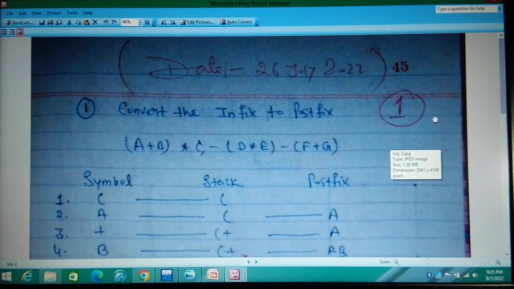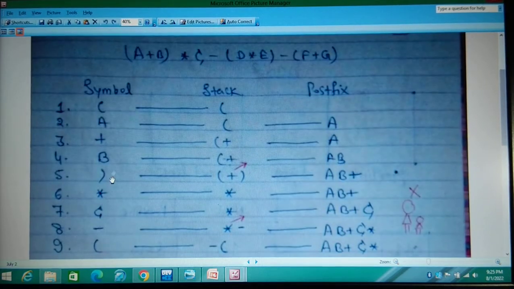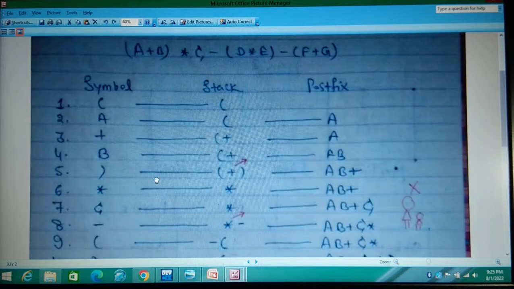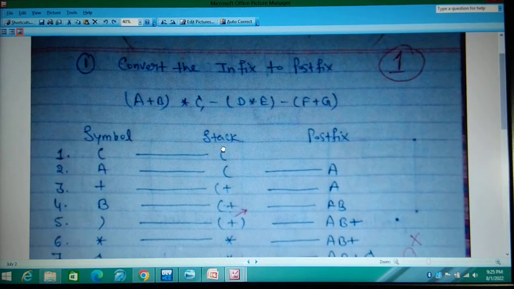Suppose you are asked to convert infix to postfix. The question is: A plus B, parenthesis closed, star C minus, parenthesis open, D star E, parenthesis closed, minus, parenthesis open, F plus G, parenthesis closed. At first, all the symbols you have to write here. Parenthesis, then A, then plus, then B, then parenthesis closed, then star, then C, then minus, then parenthesis open, then D star E. Everything you have to write.